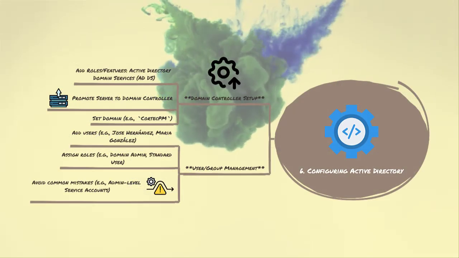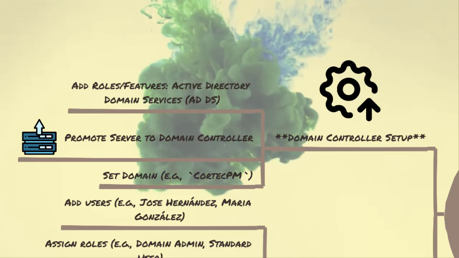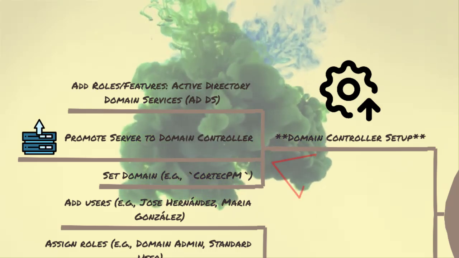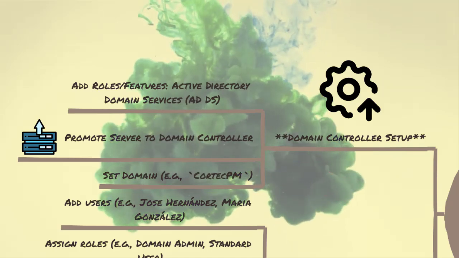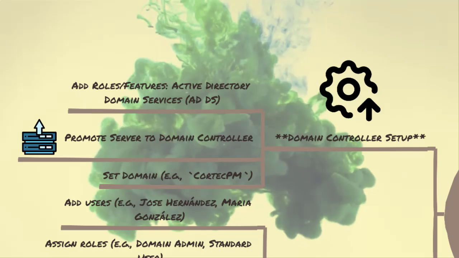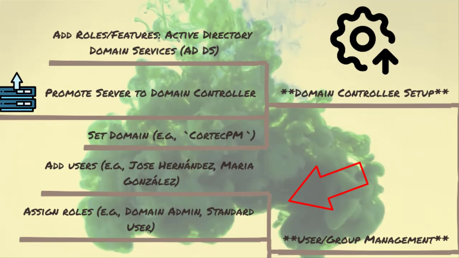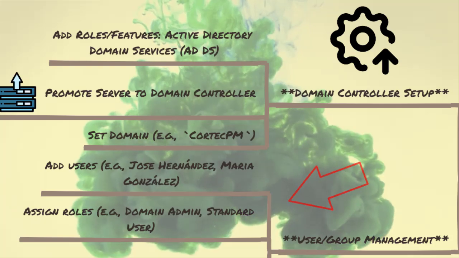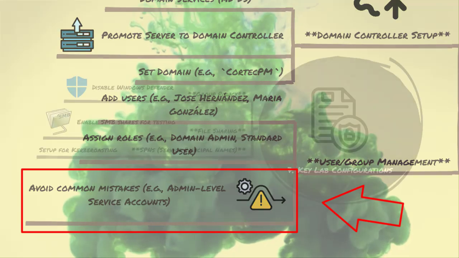Configuring Active Directory users, policies, and more. Setting up AD is where the magic happens. First, promote the server to a domain controller and establish your domain, like mycompany.local. Then add user groups. Be creative. Use historical figures if you like. Just avoid assigning admin level permissions to service accounts. This is a common mistake.